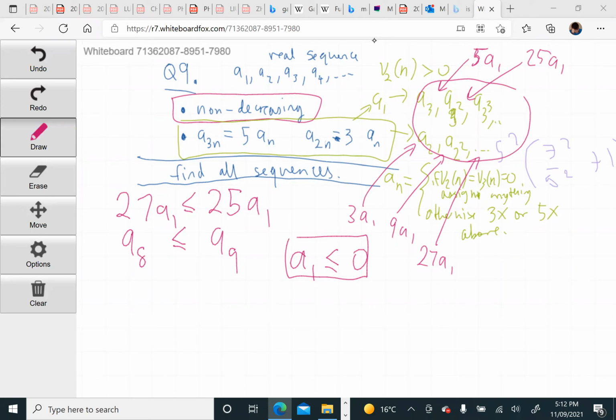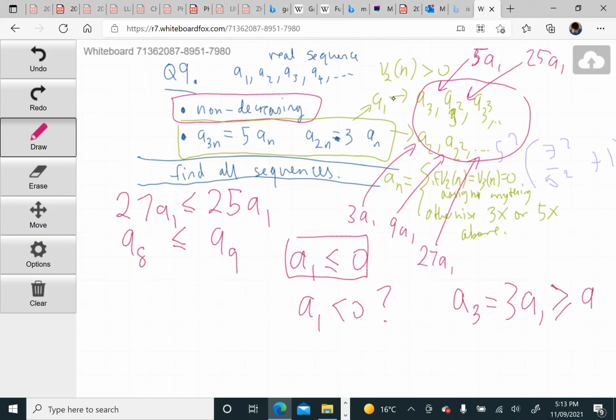Okay, and then can you see why A1 cannot be negative? Because of the previous terms, if it was negative, then it would be decreasing. Yeah, so like A3 is equal to 3A1, right? And that needs to be bigger than or equal to A1, right? So it can't be negative. Okay, and then you say that 0 is the only sequence.